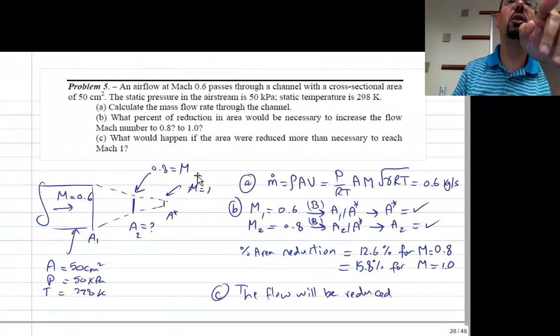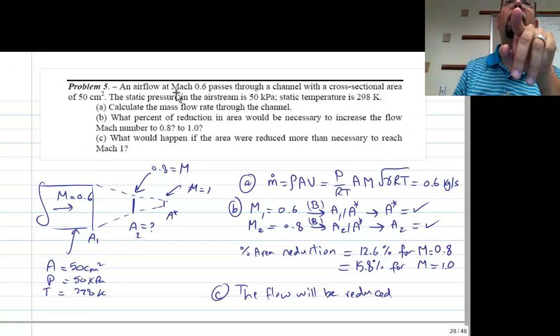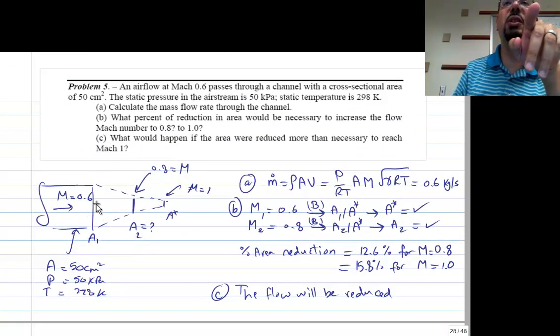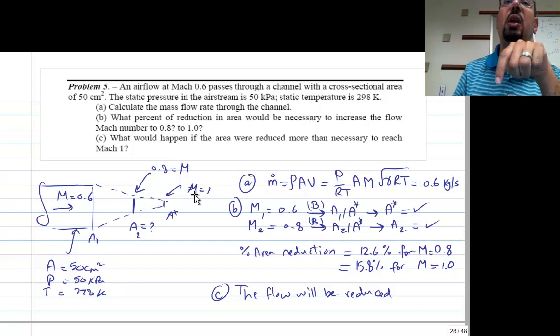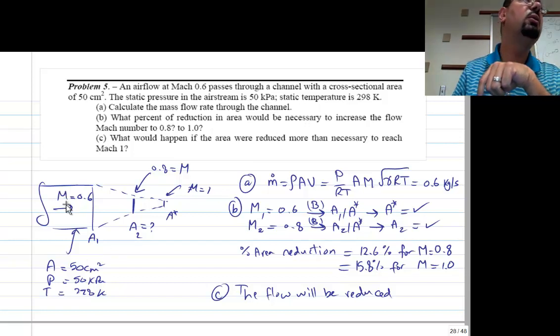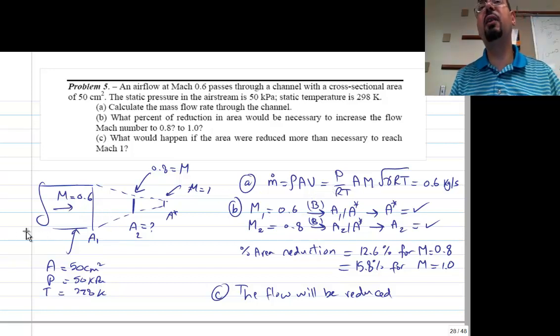But first, an easy question. So it says airflow at Mach 0.6, and we would like to accelerate that flow to, well, later. Okay, in part A, first calculate the mass flow rate through this channel. It gives us the static pressure, the static temperature, and wants m dot. What's m dot? Rho A V.